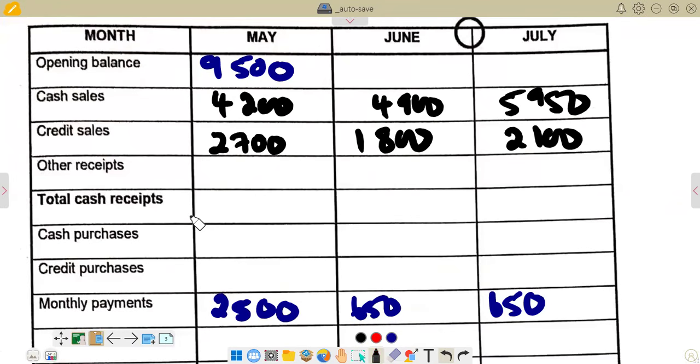So we go there and we are now on credit purchases. We are saying 1,000 for May, and then for June, 875. Then we have also 1,000. So this is what we have. Then we can go back and see what we are going to do with cash purchases.